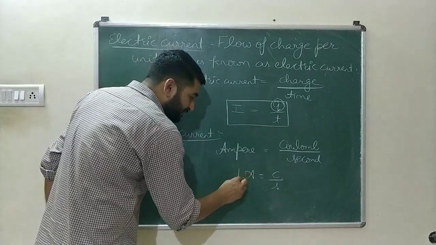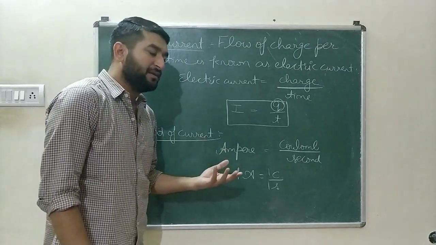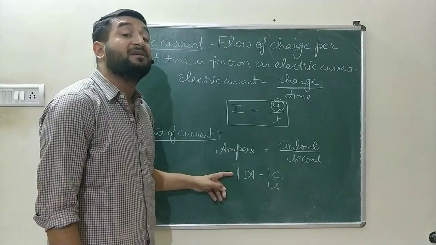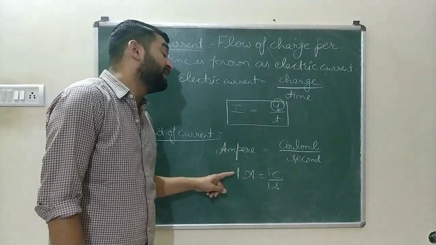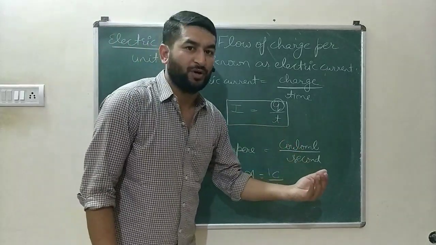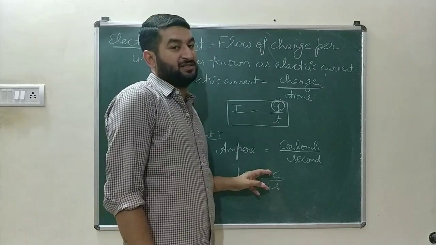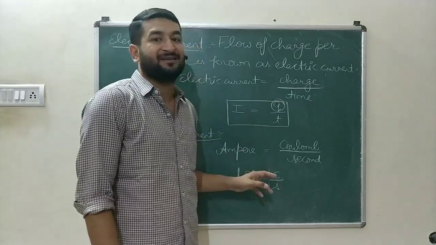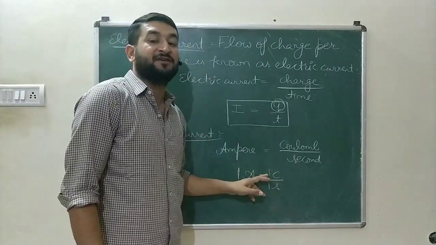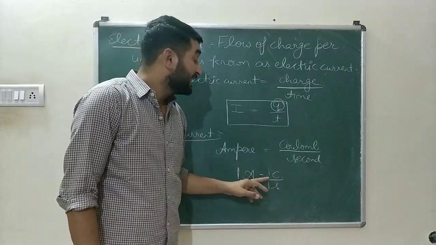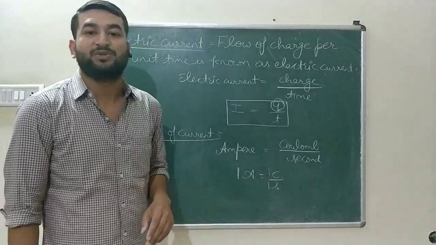What is 1 ampere? If both of these units are unity, it would be 1. So what is 1 ampere current? The current flowing through a conductor is said to be 1 ampere when 1 coulomb charge passes or flows through that conductor in 1 second. एक कंडक्टर में से जो करंट फ्लो हो रहा है उसको हम 1 एम्पियर कब कहेंगे? जब एक कंडक्टर में से 1 coulomb चार्ज 1 सेकंड में पास हो जाए, then that current is known as 1 ampere.